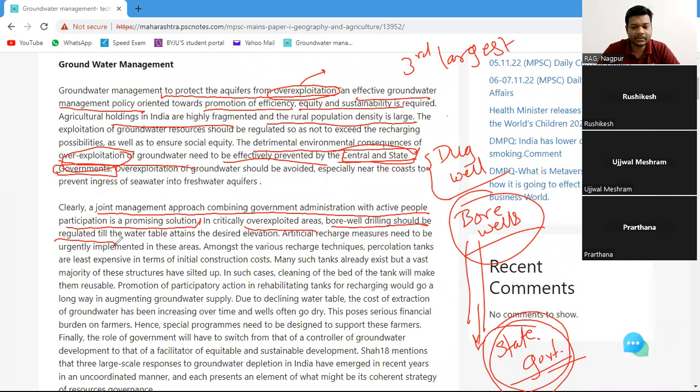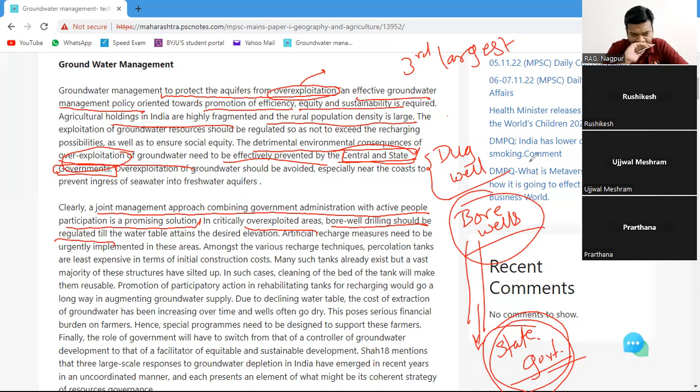So wherever these crops are cultivated, the groundwater level is highly reduced, because they have to exploit the groundwater through wells. It may be a borewell, it may be a deep well. Nowadays the majority of farmers have a borewell.